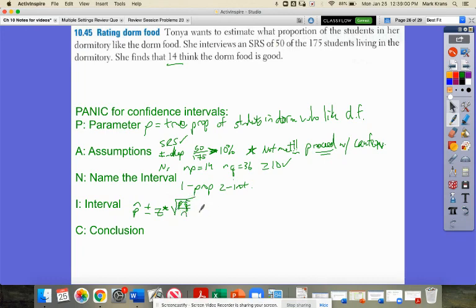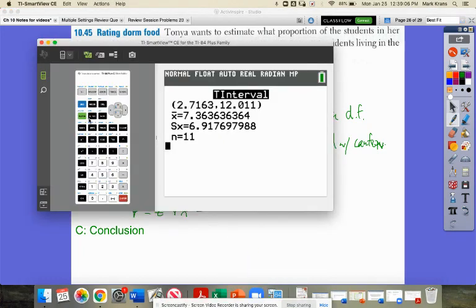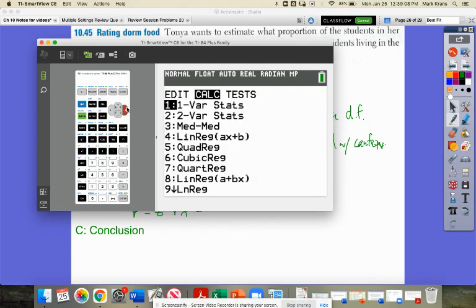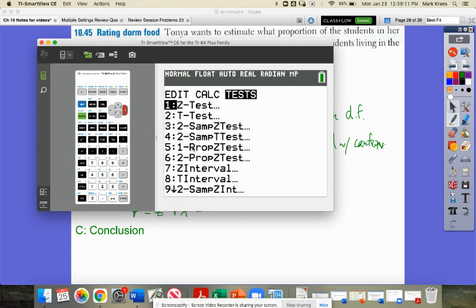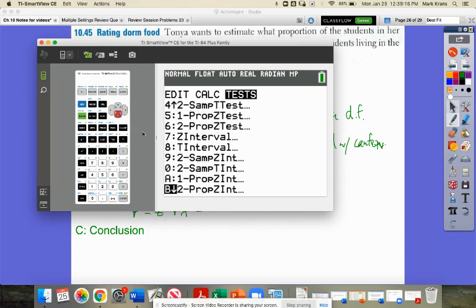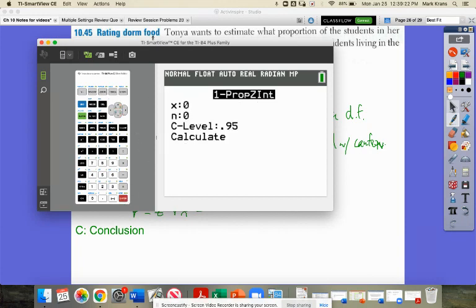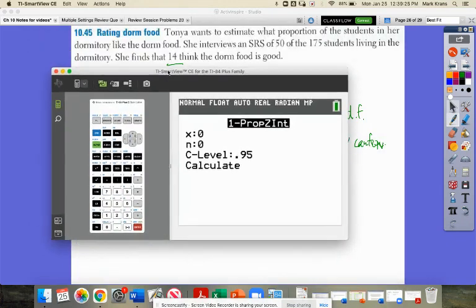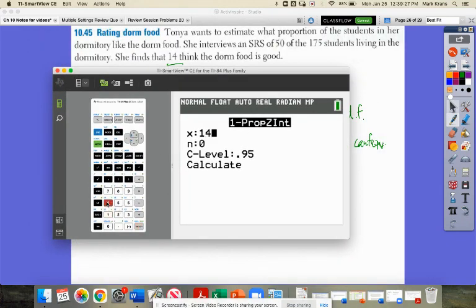You can do this by hand, or you can do it on your calculator, and I'll show you that real quick. So stat, tests. We're going to do a one prop z interval, and it's not on this list. We've got to go a little bit lower. One prop z interval is A. My x, the number of successes, was 14. My number of trials was 50. That's all it asks for, because guess what? It gets the p hat from that. 14 out of 50 is going to be 0.28. It does everything that it needs from that.